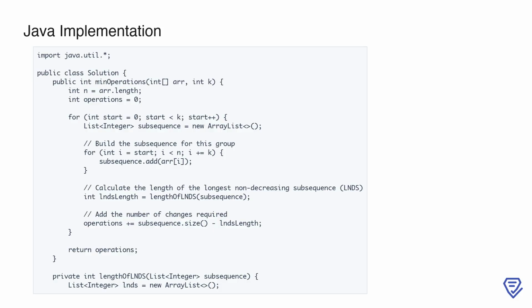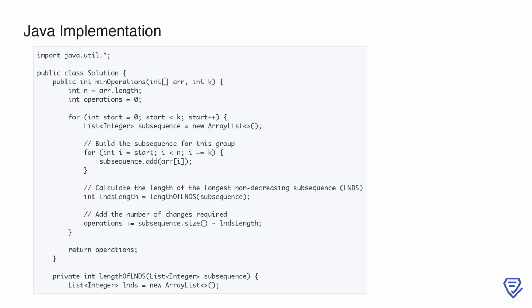index. Once we have this subsequence, we calculate the length of the longest non-decreasing subsequence, or LNDS, using the helper function length of LNDS. The number of operations required for this group is the size of the subsequence minus the LNDS length, which we add to our total operations count. Finally, the method returns the total operations needed.